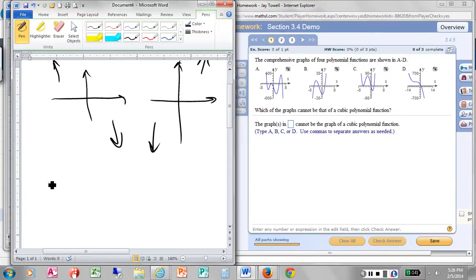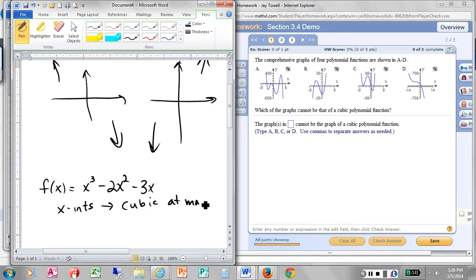When we do have, let's just put one here. Let's say we've got x cubed minus 2x squared minus 3x, just to put a function there. If we also think about x-intercepts here, there's another limitation that'll affect our answer as well. When you have a third degree or cubic, at most we will have 3 x-intercepts.